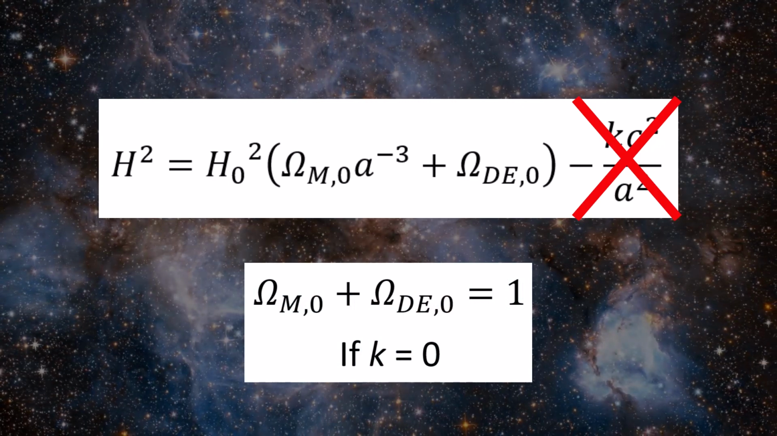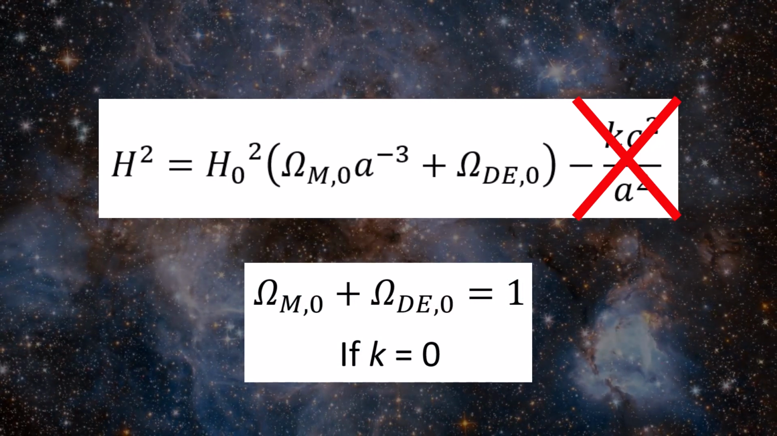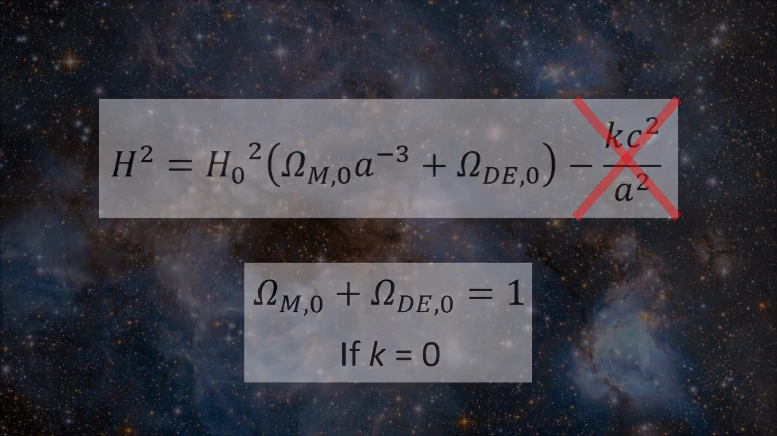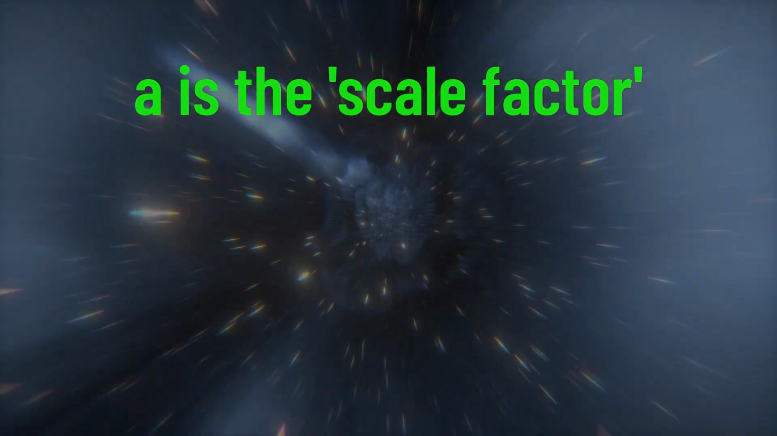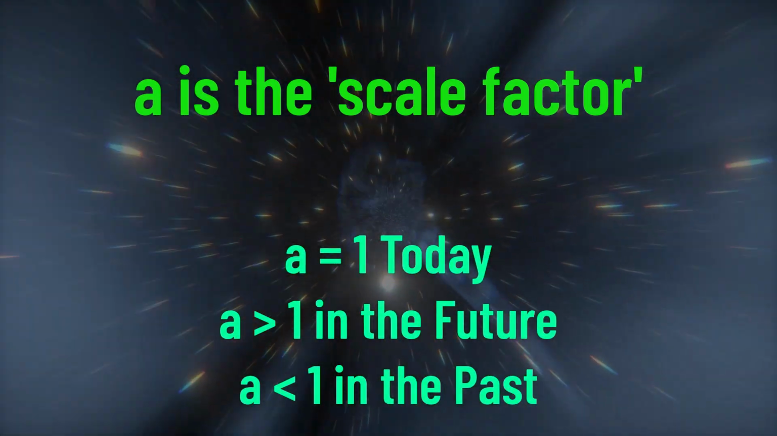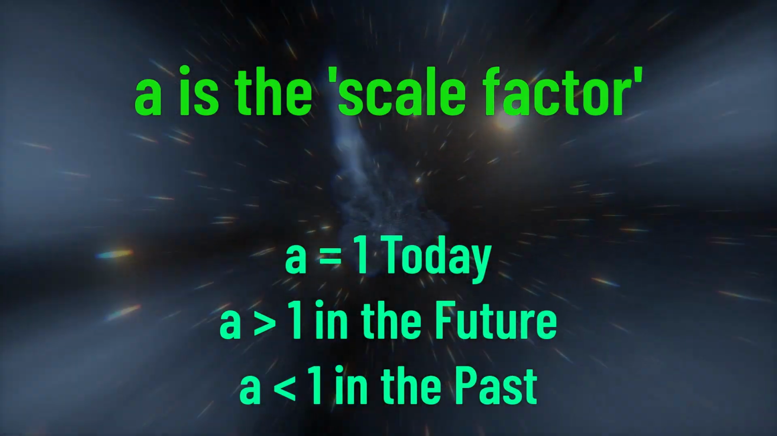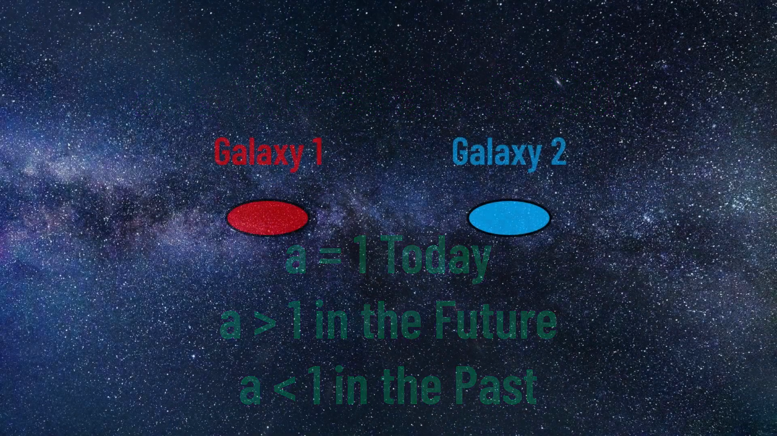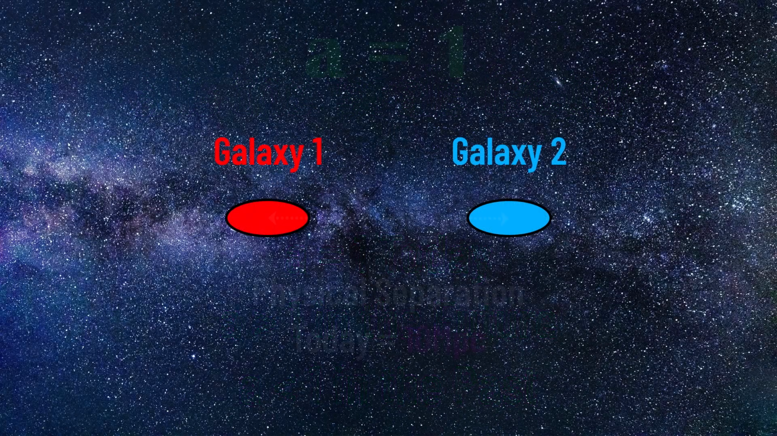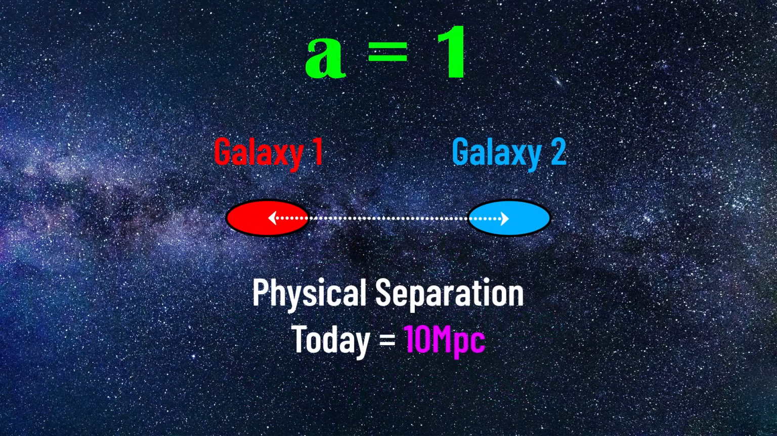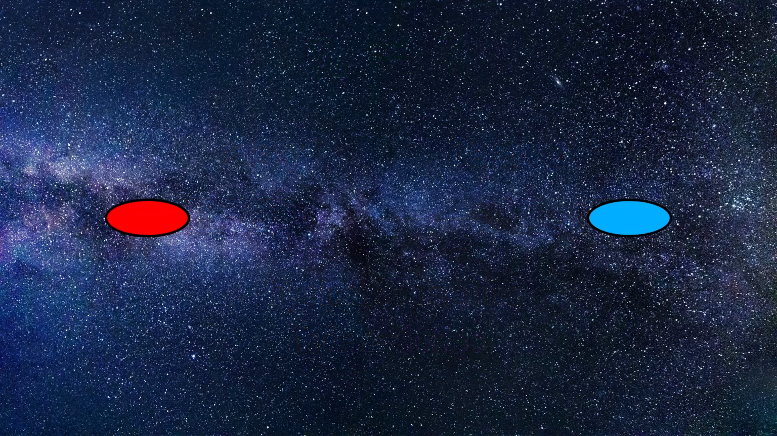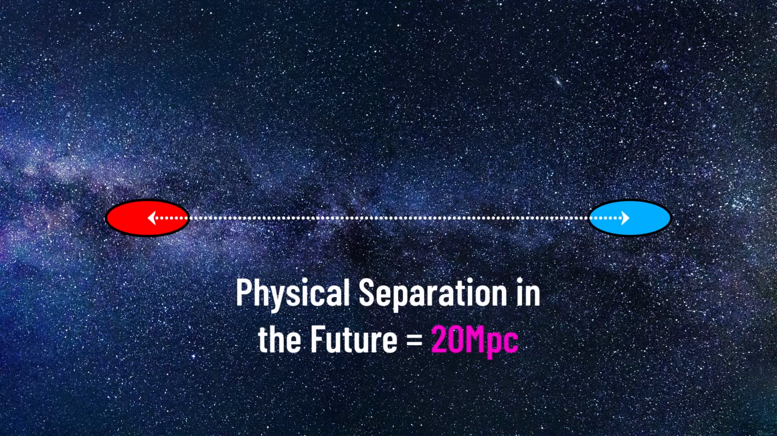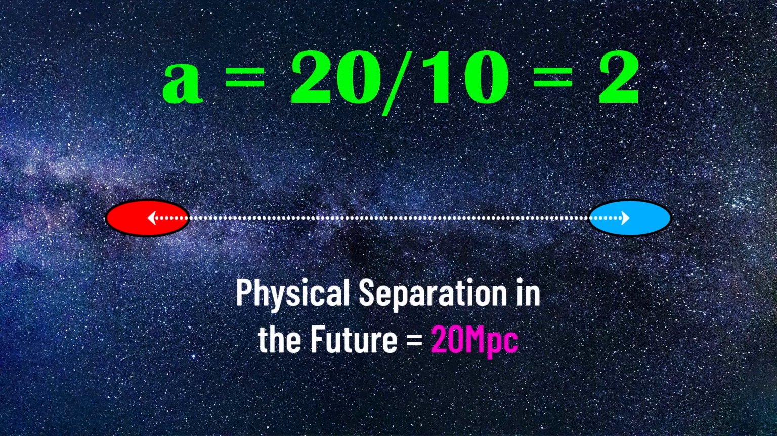Here I've also neglected energy contributions from radiation, which as we'll see is a good approximation for the present day universe. a is the scale factor and describes how the expansion has grown. We arbitrarily set a equal to 1 today, and so a is greater than 1 in the future and less than 1 in the past. As an example, the distance between two galaxies could be 10 megaparsecs today. In the future, when the universe has expanded more due to the dark energy, the physical distance could have increased to 20 megaparsecs. Here we see that a equals 2 at that point in the future, since the physical separation has doubled from today.